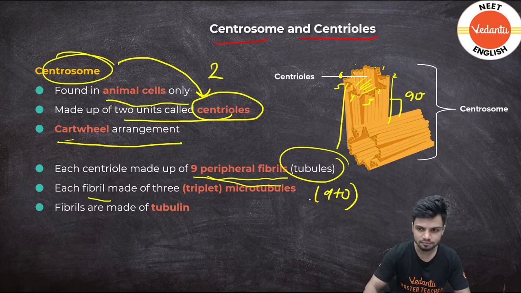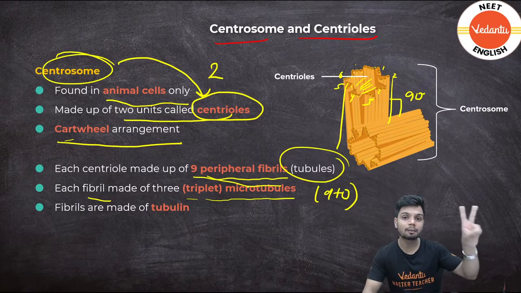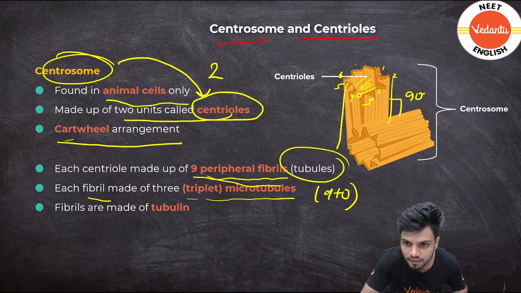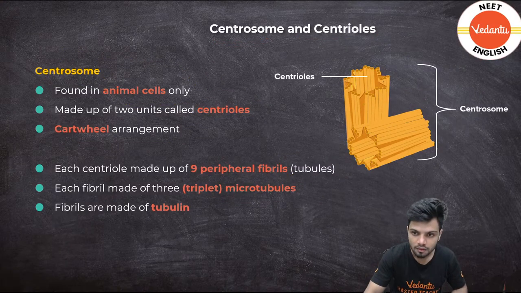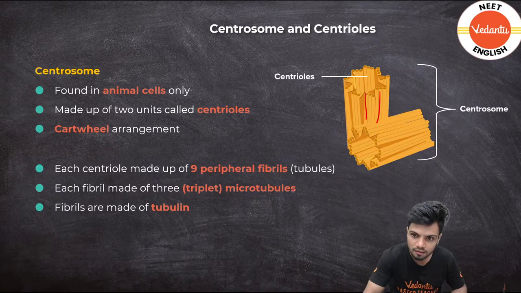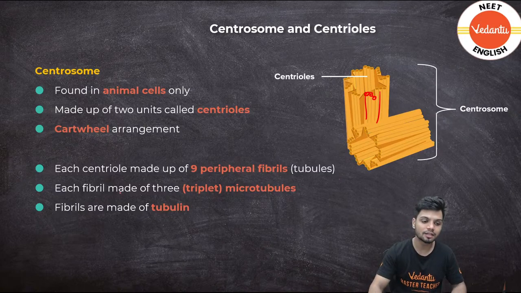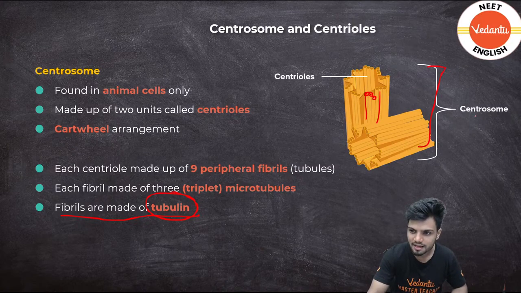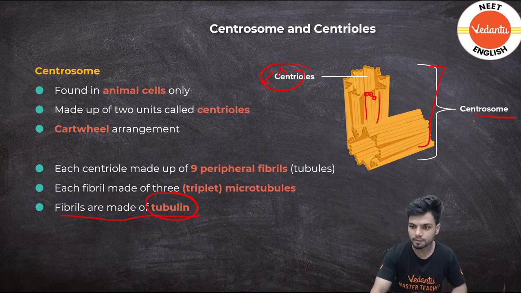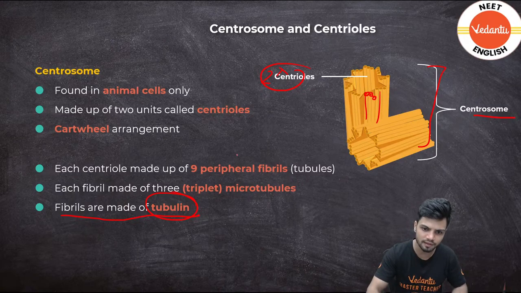Now, each fibril is made up of triplet microtubules. In flagella, it was doublet. Here it is triplet. Can you see 1, 2, 3? So, each fibril is made up of 3 tubules here. Fibrils are made up of tubulin protein. And this entire thing is called a centrosome. That is, one centrosome is made up of two centrioles, which have 9 peripheral fibrils. Each fibril has 3 microtubules.